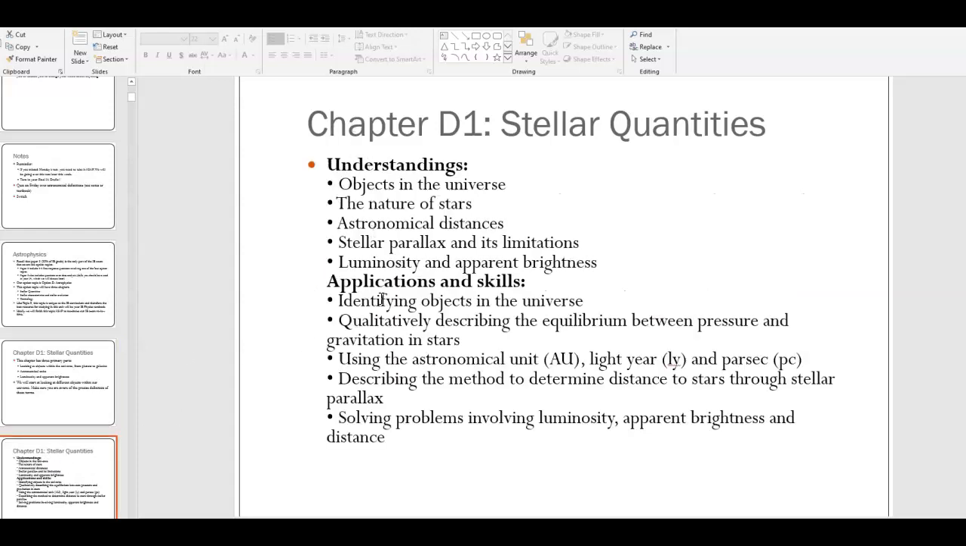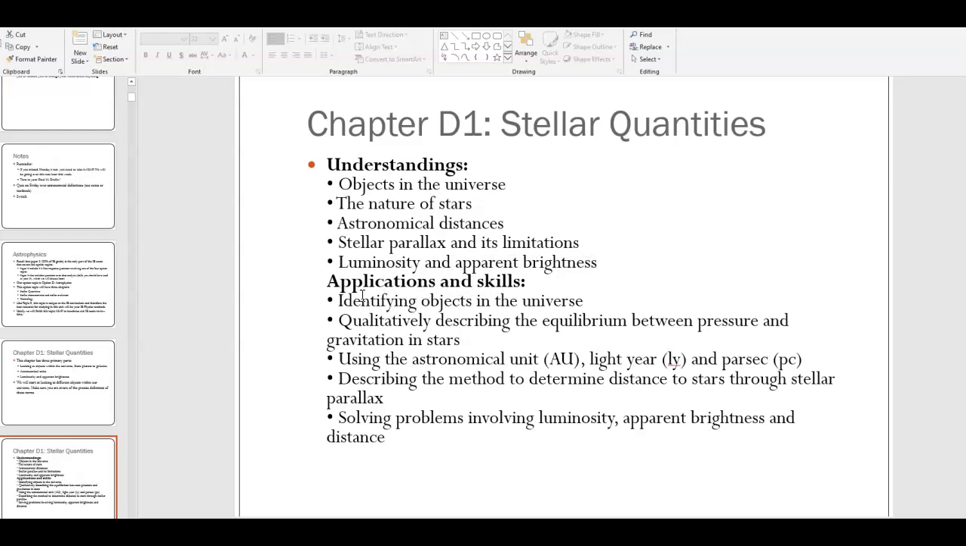So here are the understandings and applications and skills for astrophysics. You have to be able to understand objects in the universe. We'll talk a little bit about that today. The nature of stars. We'll also talk about that in this video. And then astronomical distances, stellar parallax and its limitations, and luminosity and apparent brightness.